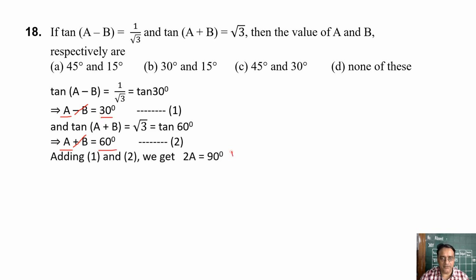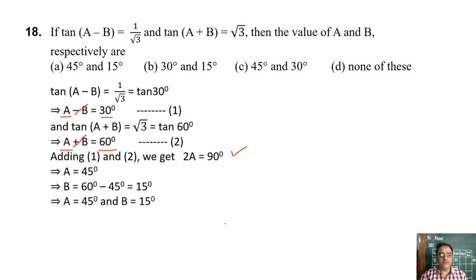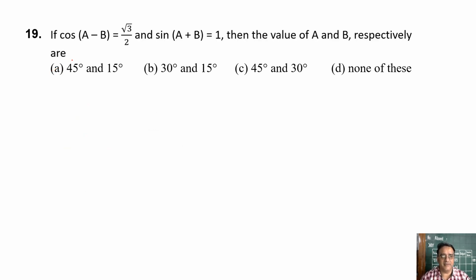This step is clear to all of you? Yes, sir. Okay, so what is the value of a? 45 degrees. And b is 60 minus 45, that is 15 degree. So we got a is equal to 45 degree and b is equal to 15 degree. So which option is the correct one? Option A. Right, very good. Now we are moving towards the next question, question number 19, which is very similar.